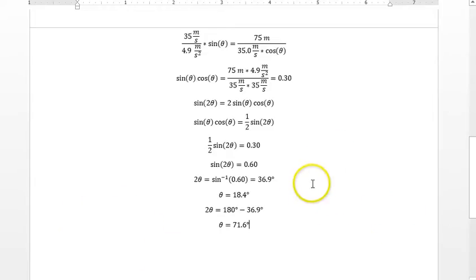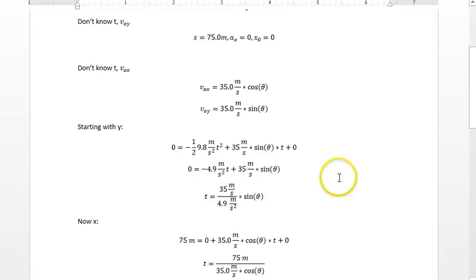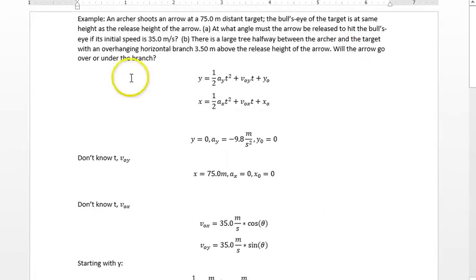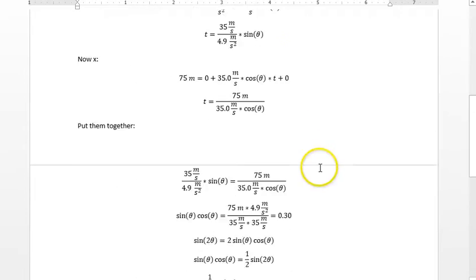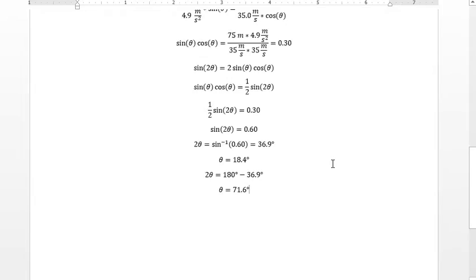So there are two solutions. So this question up here at the top is a bit of a trick question. Will the arrow go over or under the branch? The answer is yes, it will. So here we are. We have our first solution, 18.4 degrees. Our second solution, 71.6 degrees.